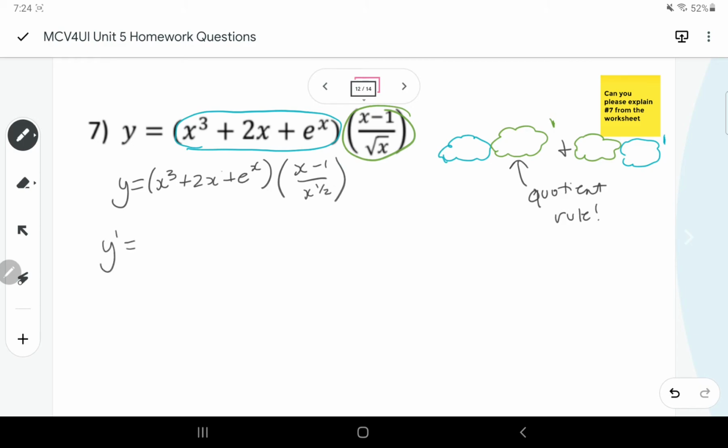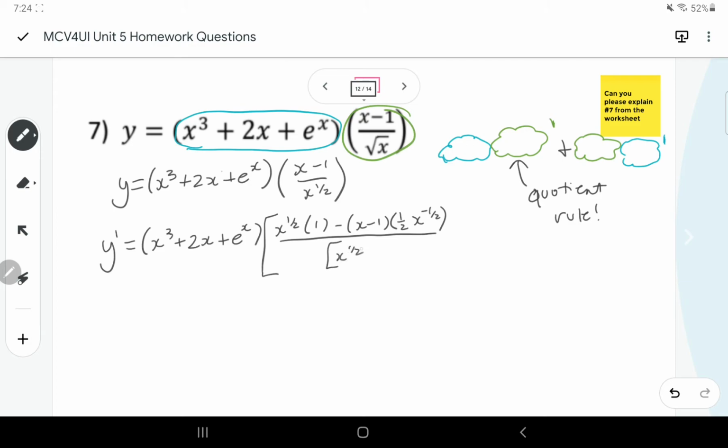So then when we have the derivative, we've got our first factor, so this stays the same, x cubed plus 2x plus e to the x. And then we have the derivative of the second. So we're going to take the derivative of that quotient rule one. So this one is the bottom times the derivative of the top minus the top times the derivative of the bottom, which is 1/2 x to the negative 1/2, all over x to the 1/2 squared.